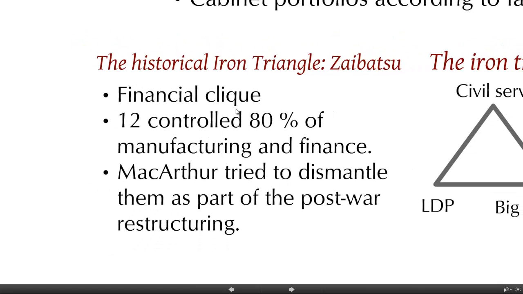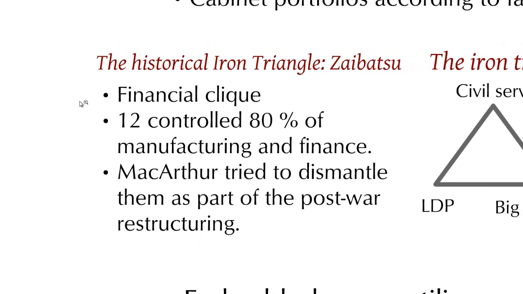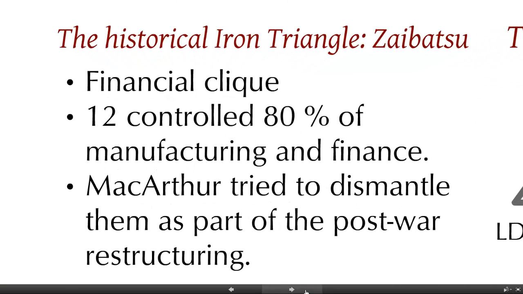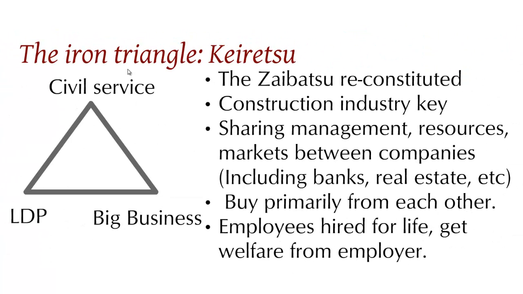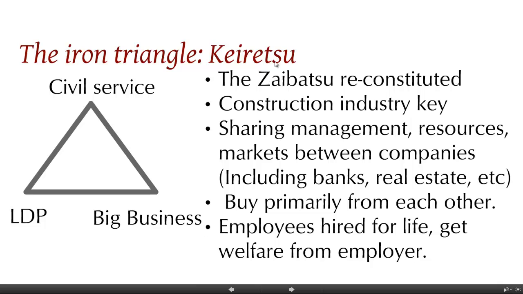The Zaibatsu has been a system of financial cliques that, in other Western European or American style economies, might intuitively be perceived as cartels in some ways. Twelve of these controlled 80% of manufacturing and finance, and this is what MacArthur tried to dismantle as part of the post-war restructuring. But they reconstituted themselves into a new form of iron triangle called the Keiretsu.